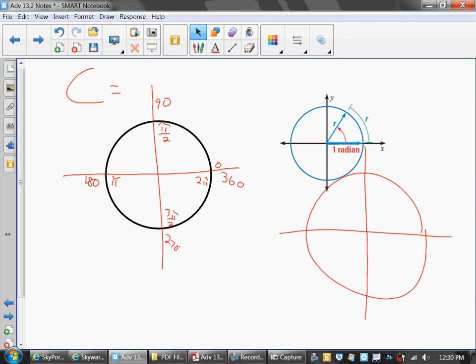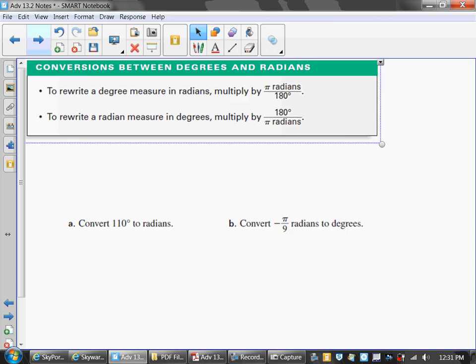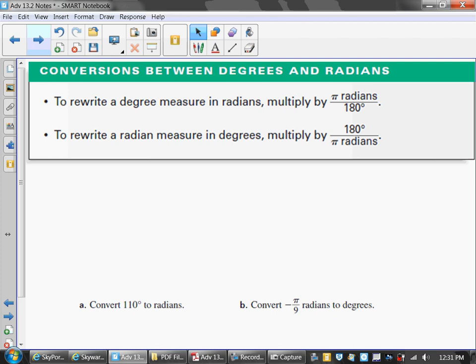I'm going to show you guys how we convert radians to degrees, and then I'm also going to walk you through the unit circle, all the important angles. So let's take a look at the conversions. To convert between radians and degrees, or degrees to radians, I should say, to start with.